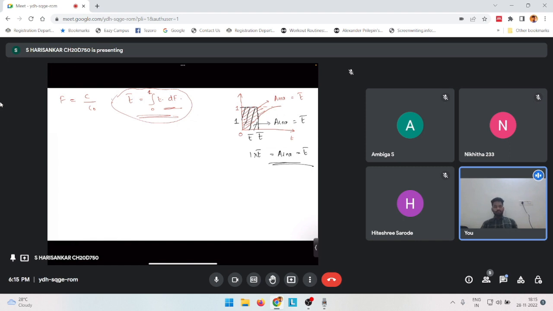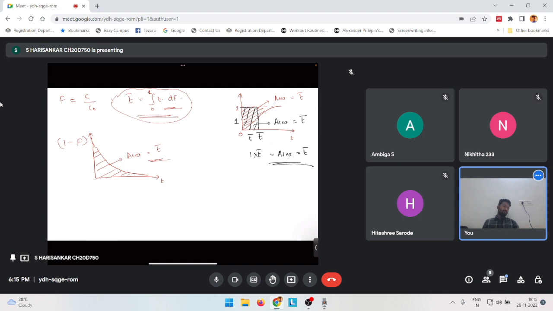Another way we can represent this F curve is like this. We can plot, instead of F versus t, 1 minus F versus t, and that will be like this. And again, this area will be the mean residence time t bar.